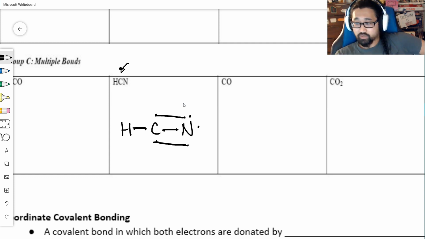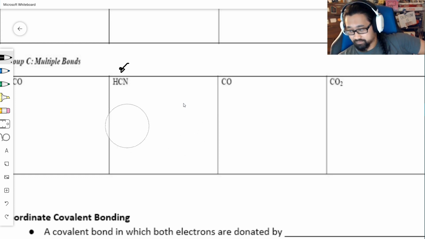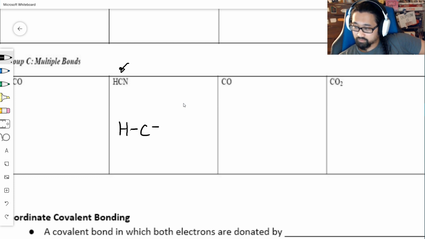And if I look at nitrogen, nitrogen is 3 lines, which is 6, and 2 dots, which is 2. So 6 plus 2. Well, that's 8. So nitrogen is happy too. If I clean this up, which I tend to do, it'll look like this.